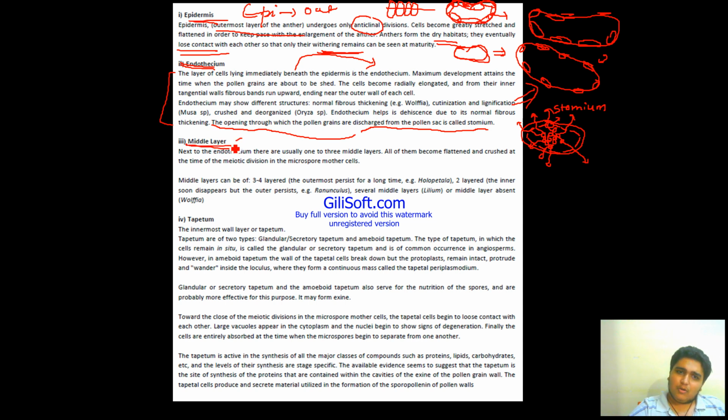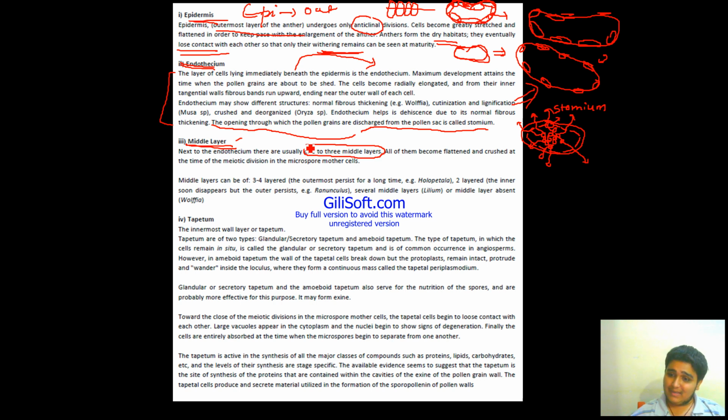Now, nothing much to say about the middle layer. They don't play a very important role in reproduction as such. But middle layers have a very important role when it comes to various exceptions and various taxonomic characteristics of a plant. If you found a new plant and you need to taxonomically classify it into one of the classes, then you should know some of the unique characters, and the middle layer becomes one of the most unique characters. Why? Because, first of all, general characteristics: they're in the middle, so they're called middle layers. Now there can be 1 to 3 middle layers.